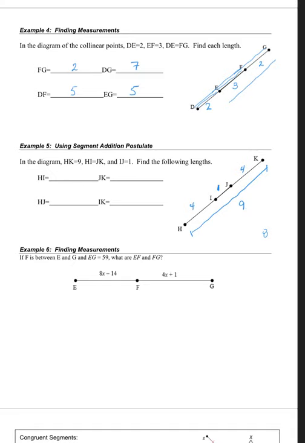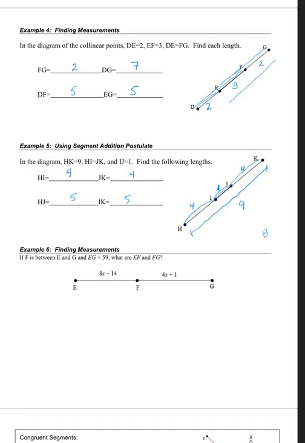So from H to I, we know that's 4. That's what we just found out. From J to K, we know that's also 4. From H to J, that's going to be 4 plus 1, which is 5. And from I to K, that's going to be 1 plus 4, which is 5. All right. So basically, you're still kind of using a number line, a little bit more complicated, a little bit more complex, but still just looking at a line with some pieces on it.